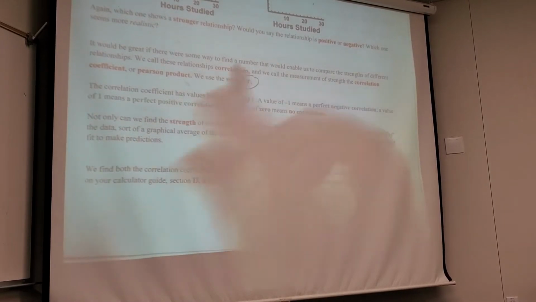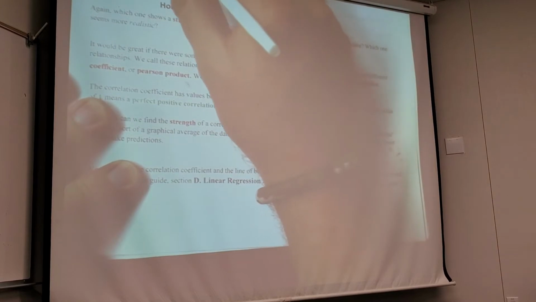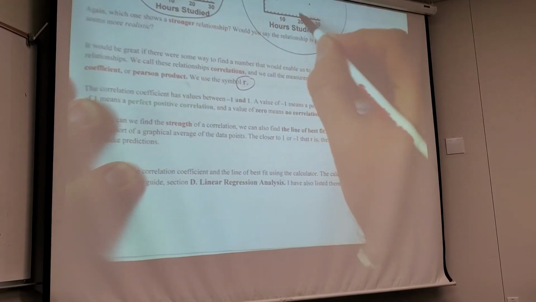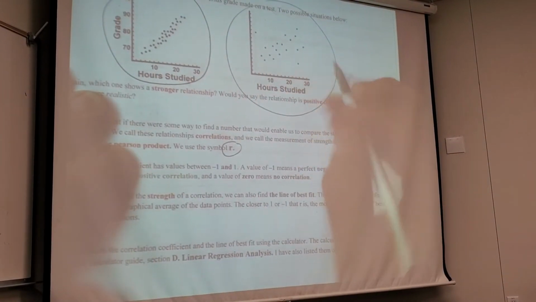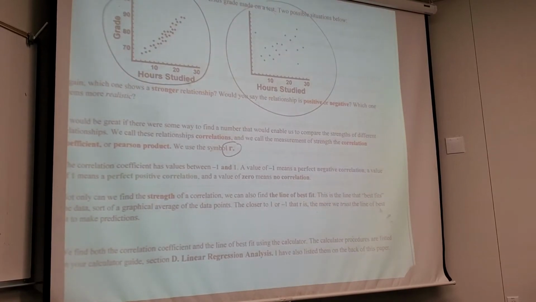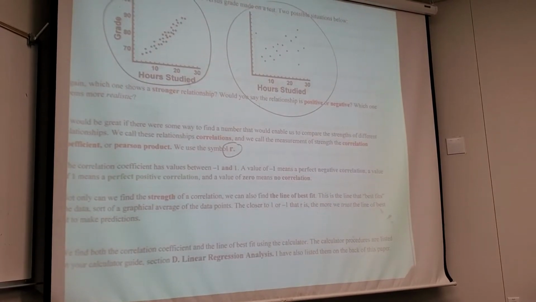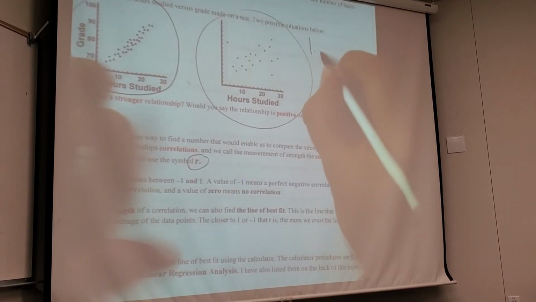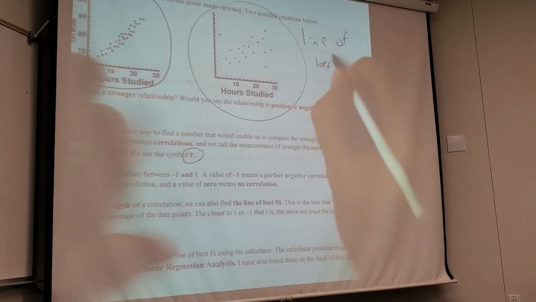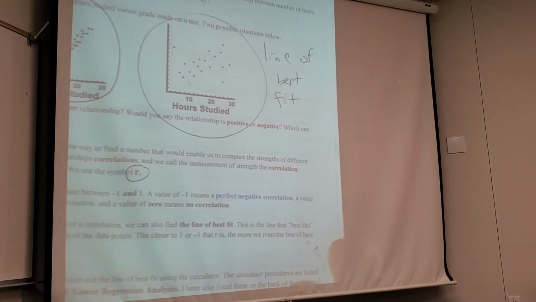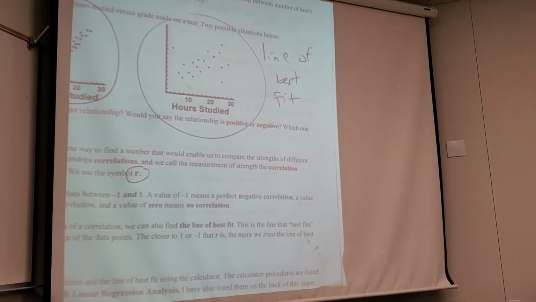So listen. There are two things I want to calculate from a situation like this. I want to calculate the number that tells me how strong that relationship is. And I also want to calculate the line that best fits that data. So let me say that again. The line of best fit. That is the real name of this thing, because it's what it does.